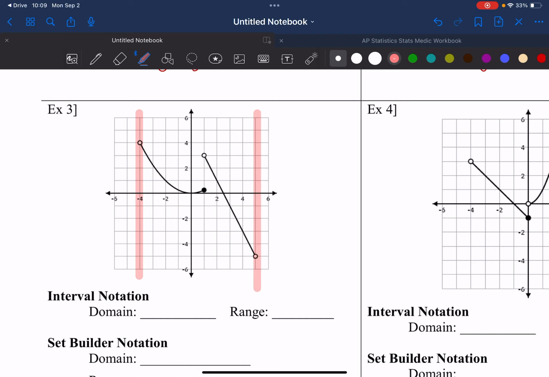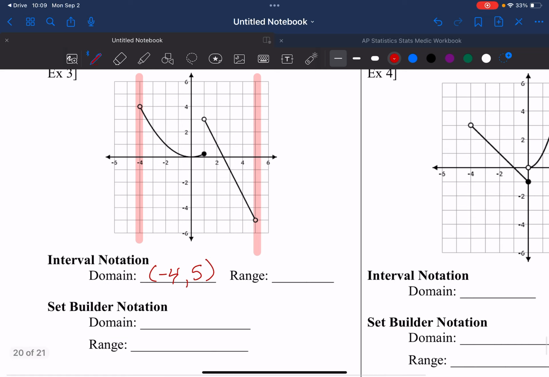So that means these are not included, so we use the parentheses. It's going to be parenthesis negative 4 to 5, close parenthesis. If we were to write that in set builder notation, that tells us that x is between negative 4 and 5. So we would write x such that negative 4 is less than x less than 5.